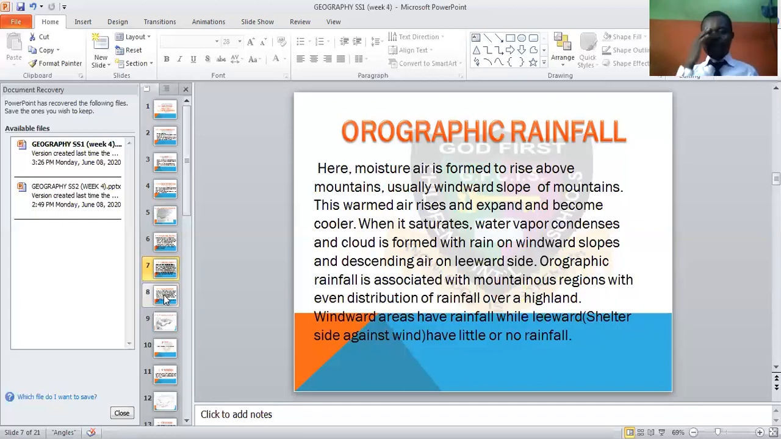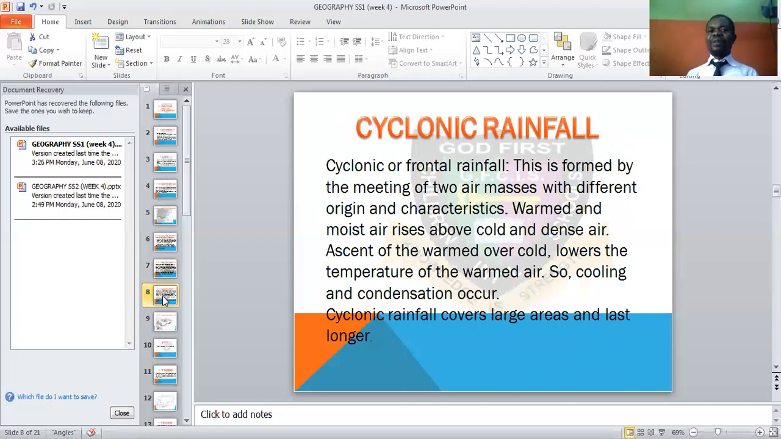And then this one happens, like I told you, at the windward side, while the leeward have little or no rainfall. Then we need to look at the other type of rainfall, which is cyclonic rainfall. There's another name for it, frontal cyclonic or frontal rainfall. This one is formed by the meeting of two air masses with different origin and characteristics.